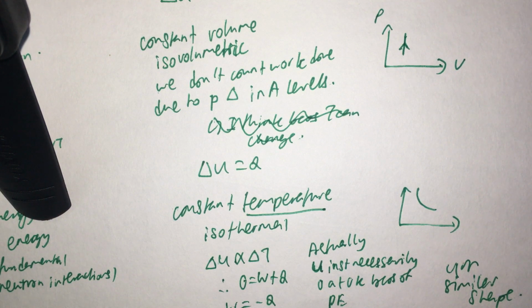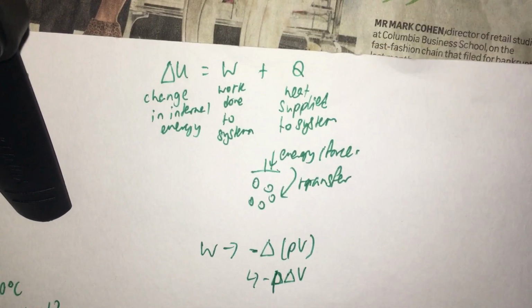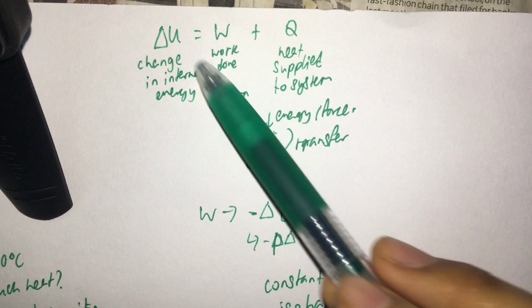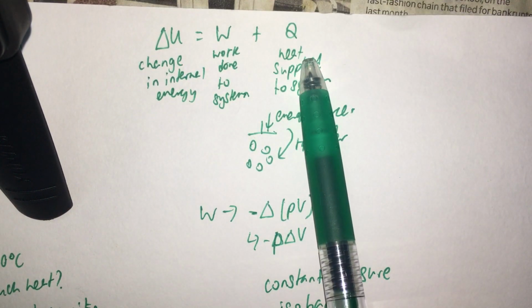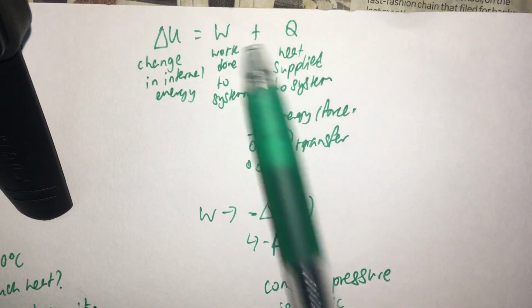It's very simple. Just remember the equation, and of course if you want to remember how to write the definition of the first law of thermodynamics, it would be the change in the internal energy of the system is equal to the sum of the heat supplied to the system, as well as the work done on the system.